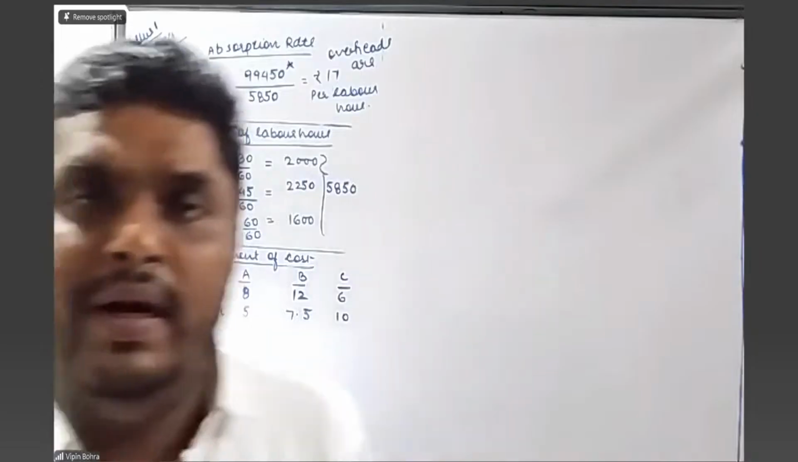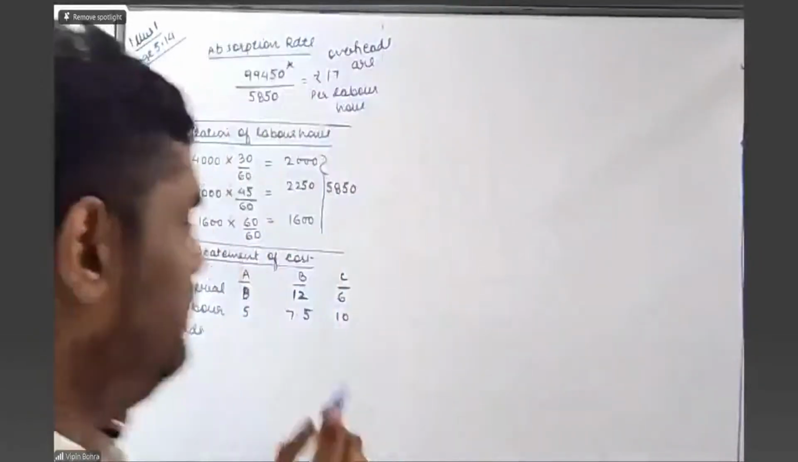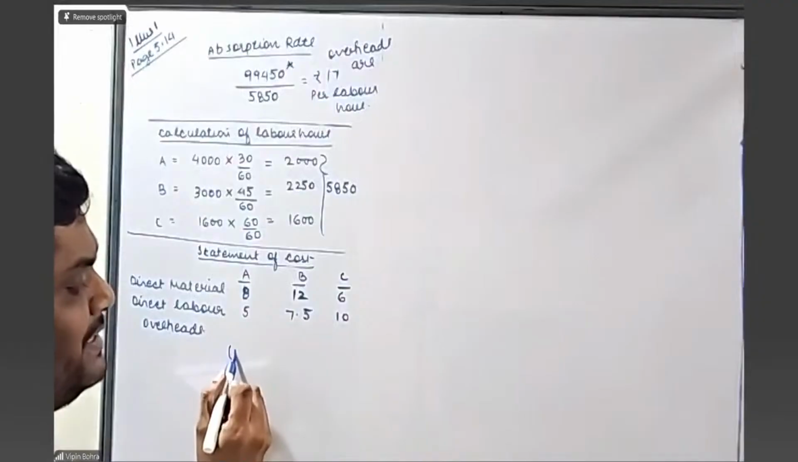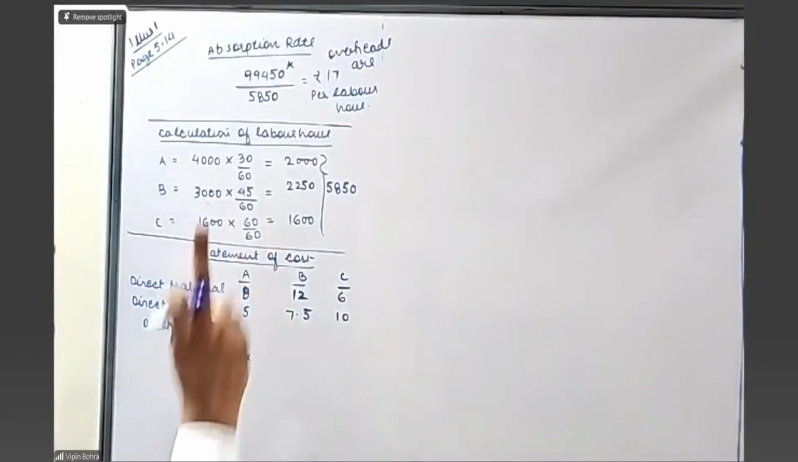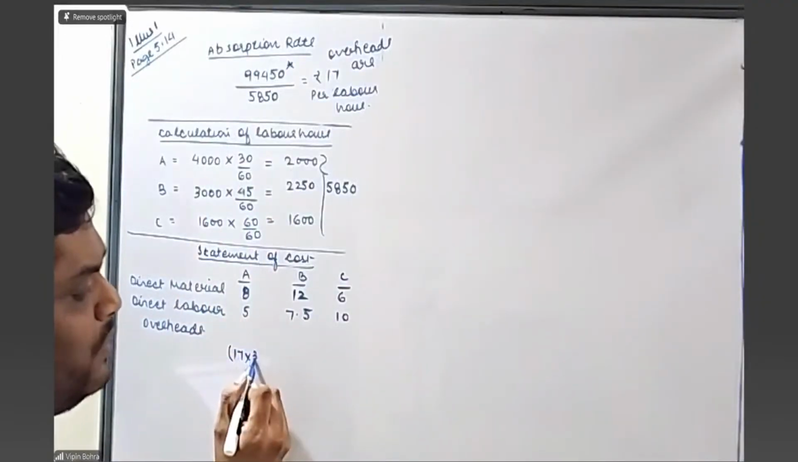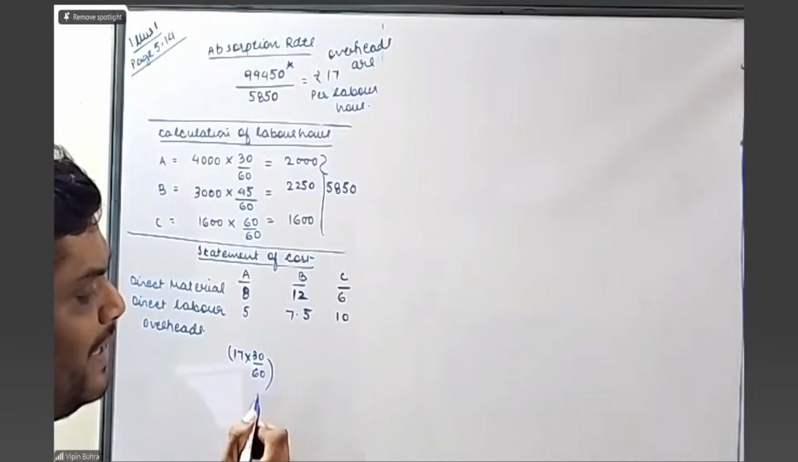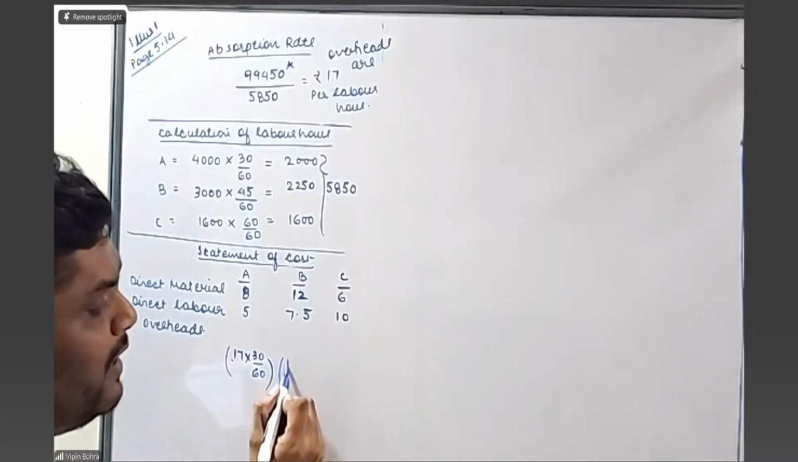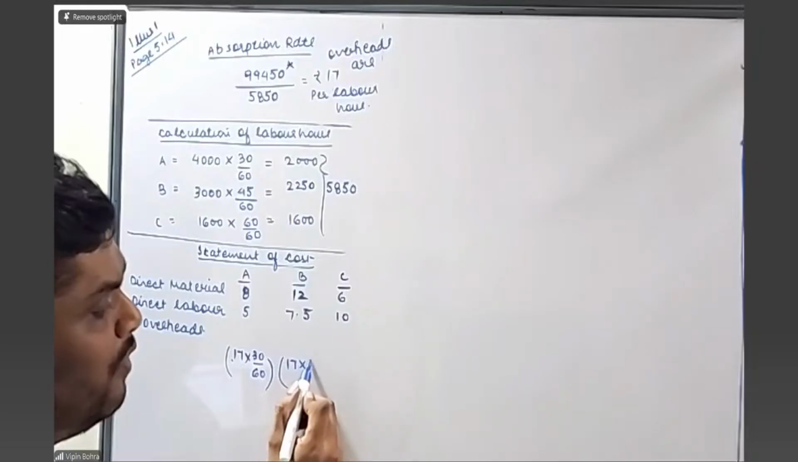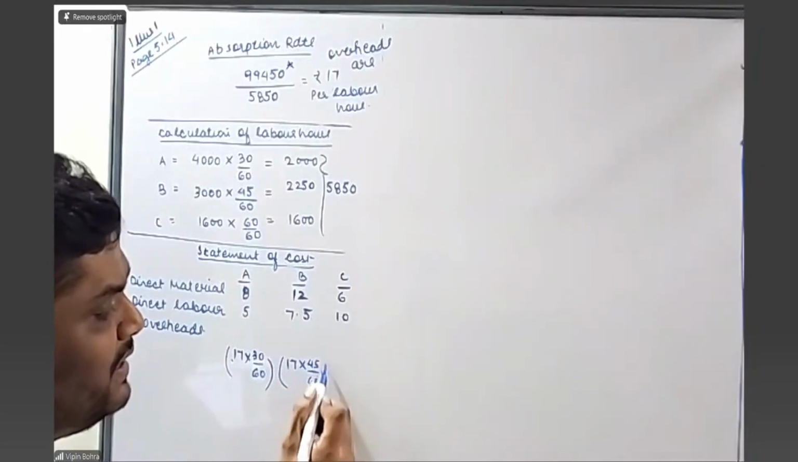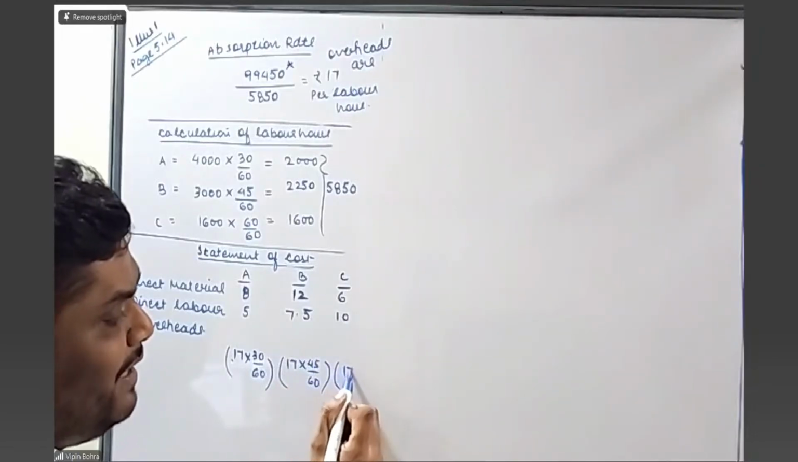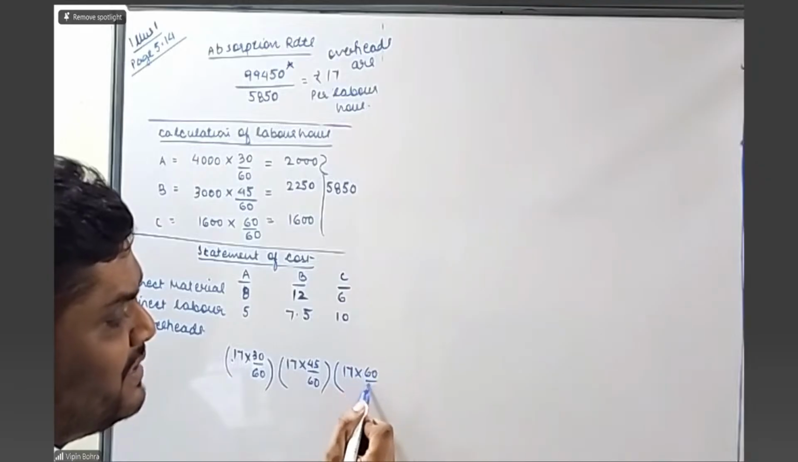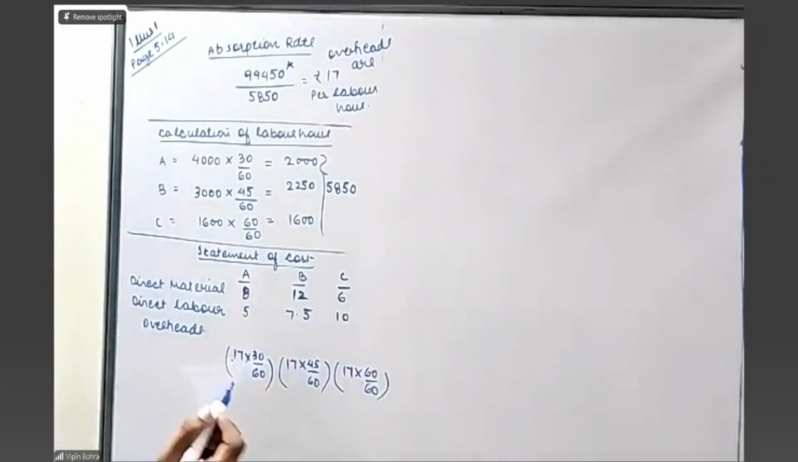When talking about overheads also, we can write the overheads directly. How much are my overheads? 17 rupees per hour. For every hour, it is 17. So herein, when talking about product A, it uses 30 minutes, so 30 divided by 60. Similarly, for product B also 17 into 45 divided by 60. Third case, 17 into 60 divided by 60. So we will get the overheads.